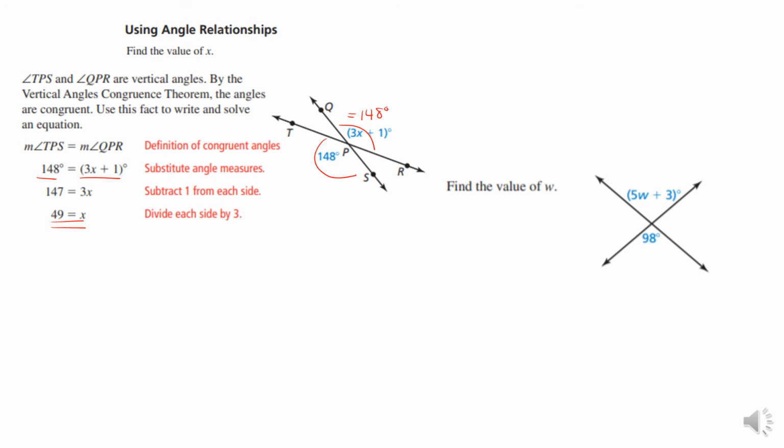Okay? For this one, we're finding the value of w. These are vertical angles, so we know that they're equal. So we just set that up as 5w plus 3 equals 98. 5w equals 95. w equals 19. And of course, you might take a second to just plug it back in and make sure that it works.